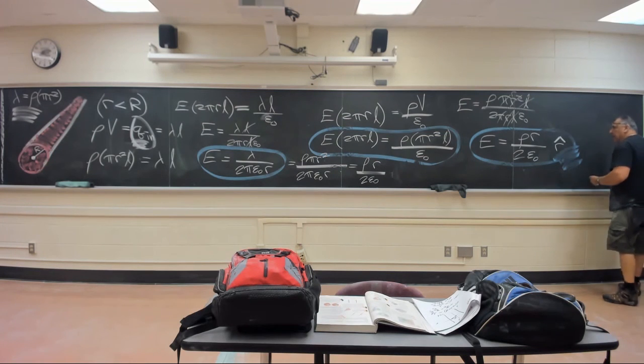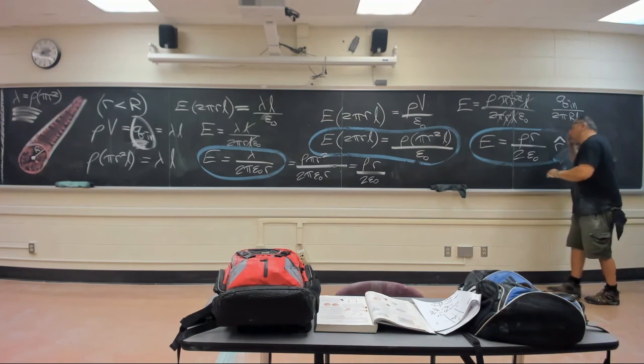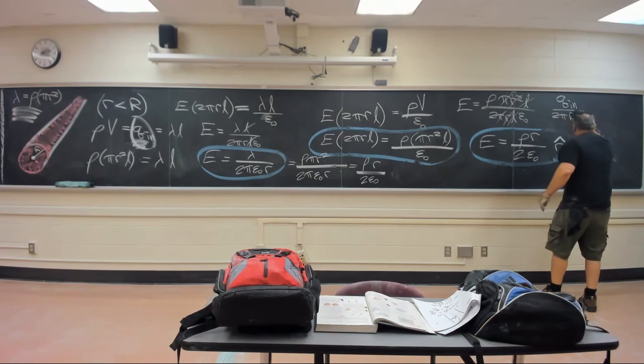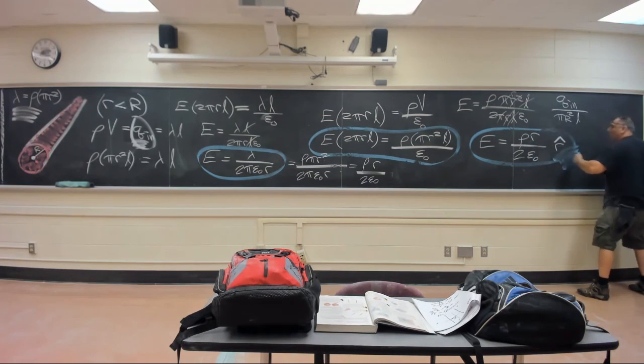you've got a lot going on. But essentially you've got rho is Q in over 2 pi capital R times L. Forgive me, 2 pi R times L, not per that, that would be pi R squared times L. That's rho. That's rho.